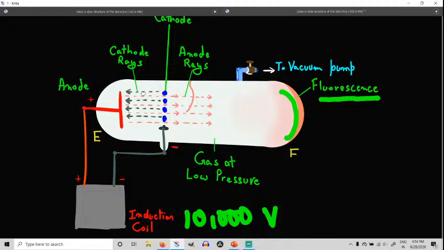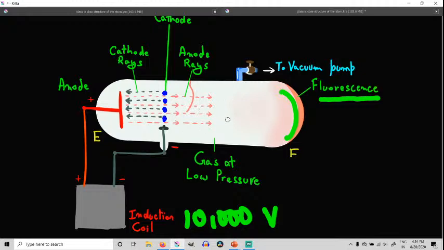If I ask about the origin of anode rays, we know that anode rays do not originate from the anode. Actually, they are not coming from the anode, but they have been given the name anode rays because they appeared to be coming out from the anode. But actually, the rays are not coming out from the anode. Something is there inside the discharge tube. What was there inside the discharge tube?